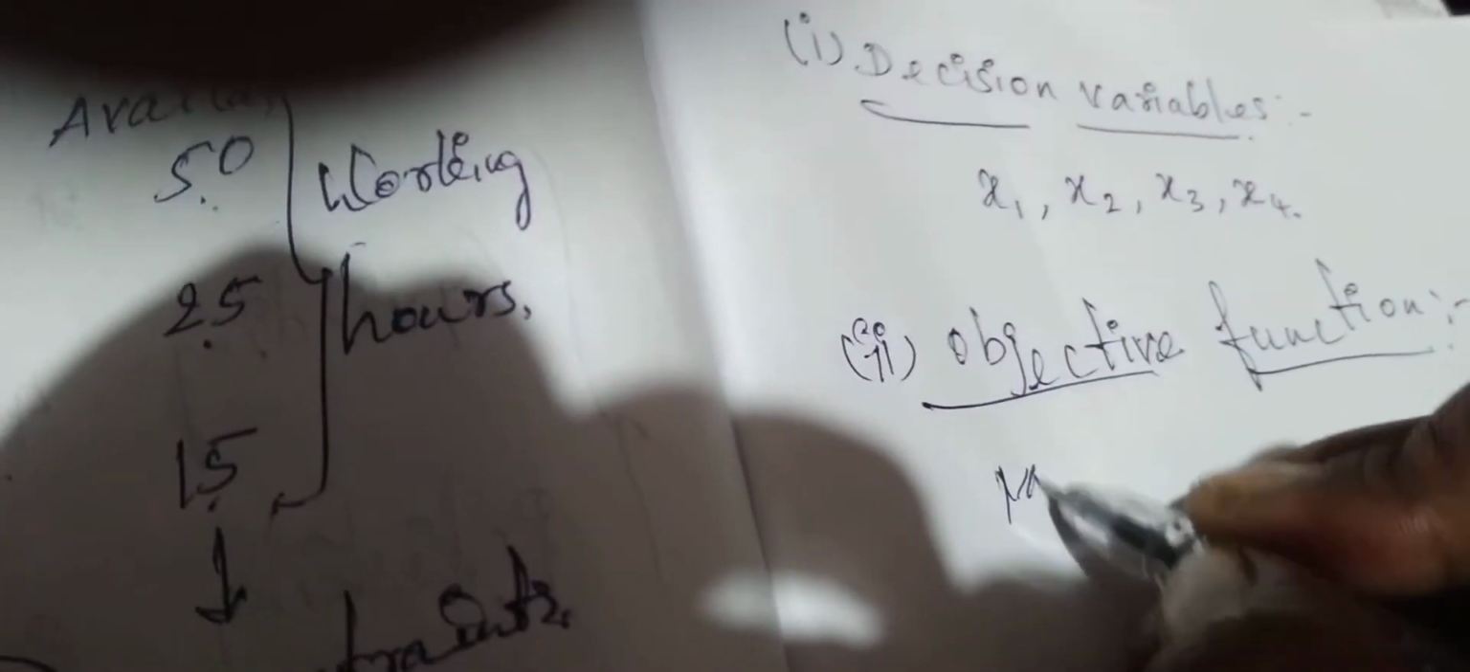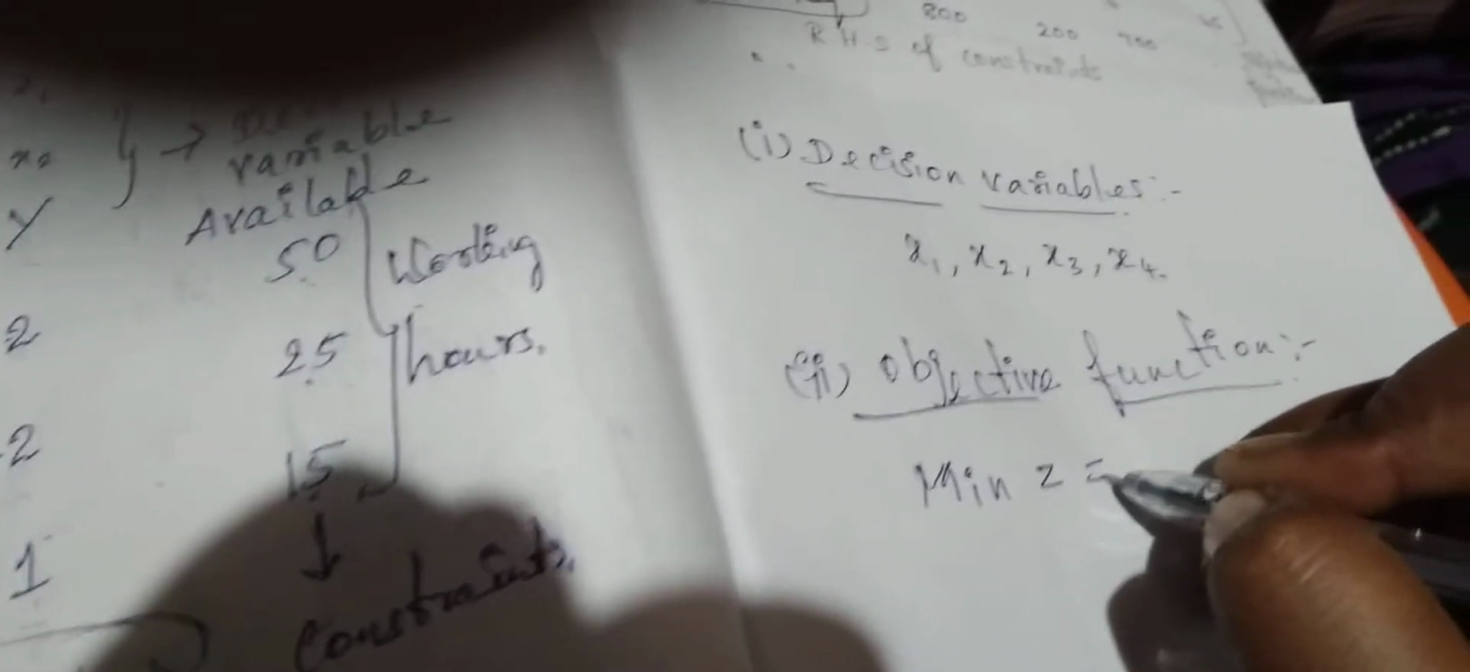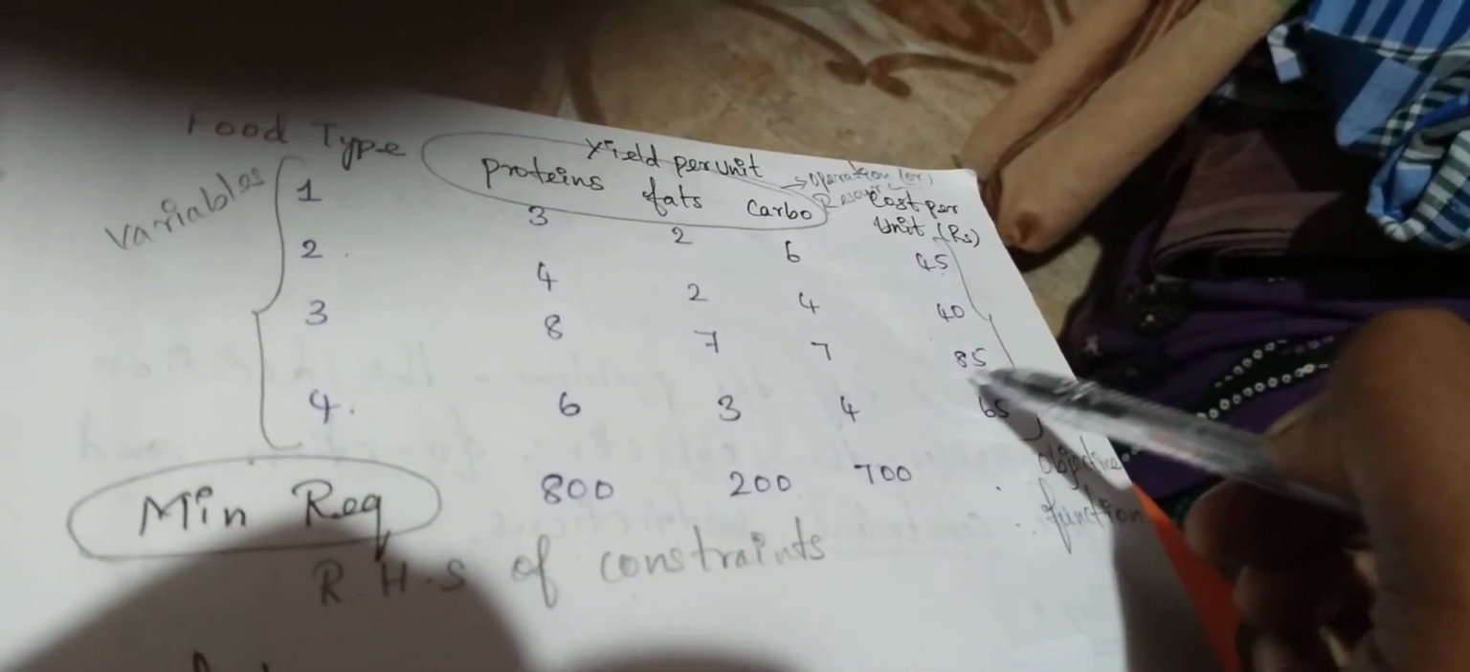So I am writing minimum of z equal to, here you can see 45x1, 40x2, 85x3, 65x4. That's all. So I am writing 45x1 plus 40x2 plus 85x3 plus 65x4. What is the third step we need to write?